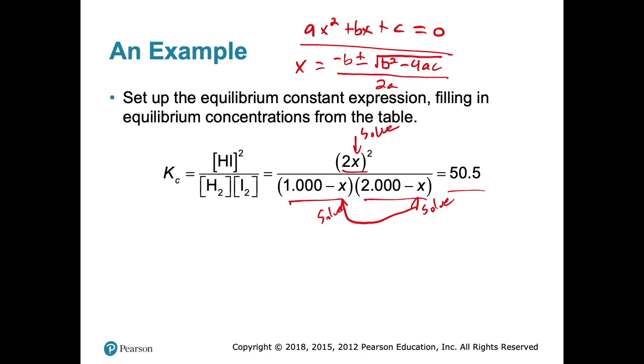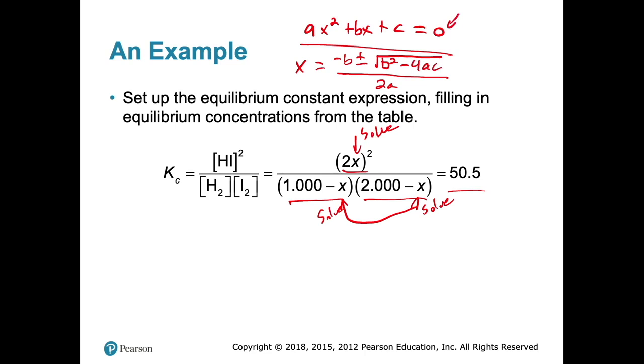So the difficult thing about this will be trying to get that whole thing into the ax squared plus bx plus c equals 0 form. That would be the most difficult part of this problem. So what do we do first? Well, the first thing we should do is try to get it so that we actually have something that equals 0.